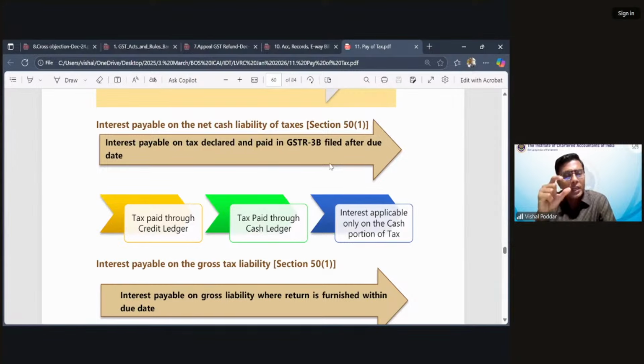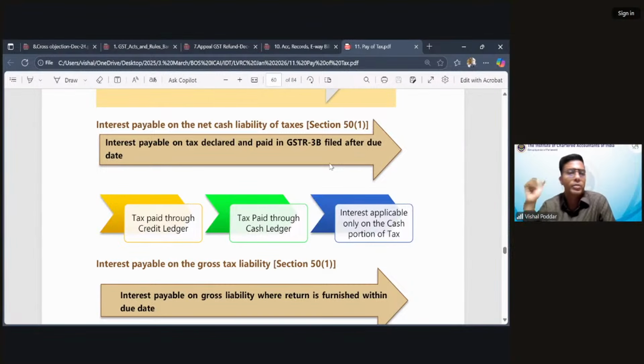So interest is computed on gross, where the transaction is reported in further months' returns. So the transaction pertains to August, it is reported in October month's return. It is reported in January month's return.